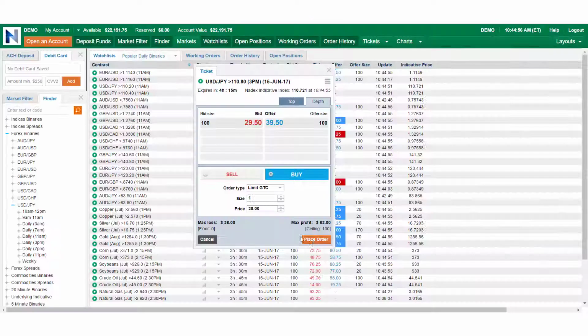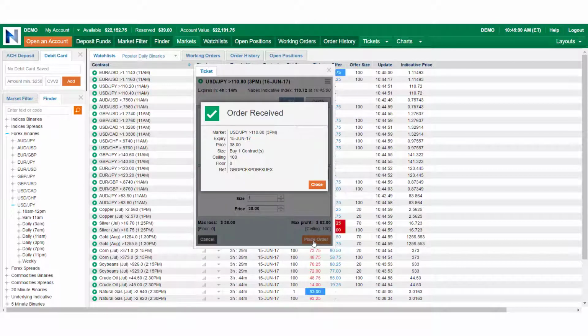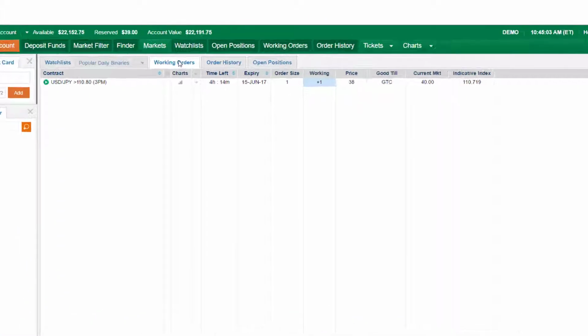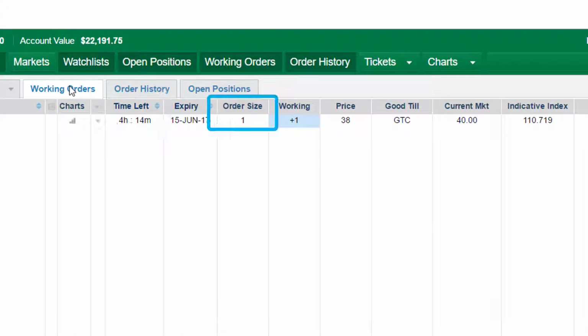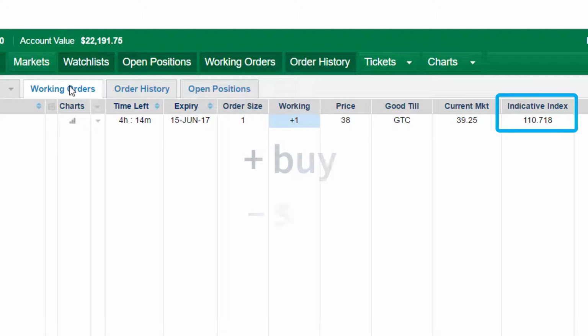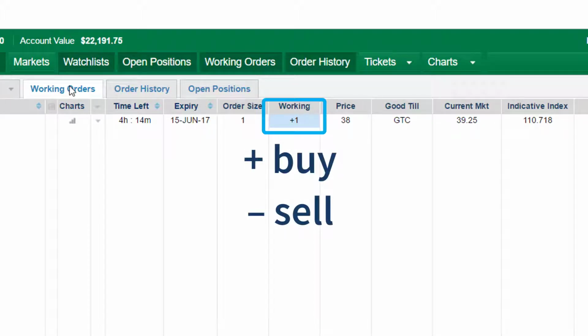How to manage trades in the Nadex platform. When you place an order, it goes to the Working Orders window. You can see time left, order size, order price, current price, and the price of the underlying market. Plus means it's a buy order, minus means sell.